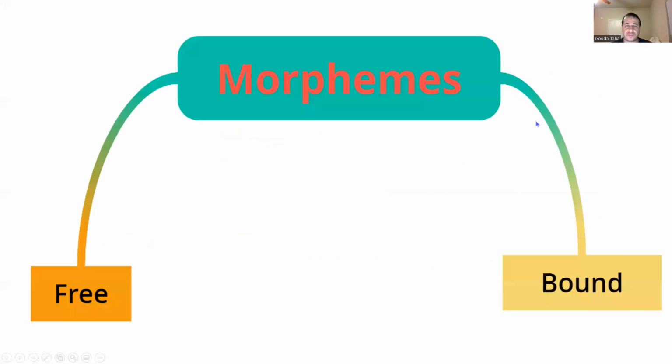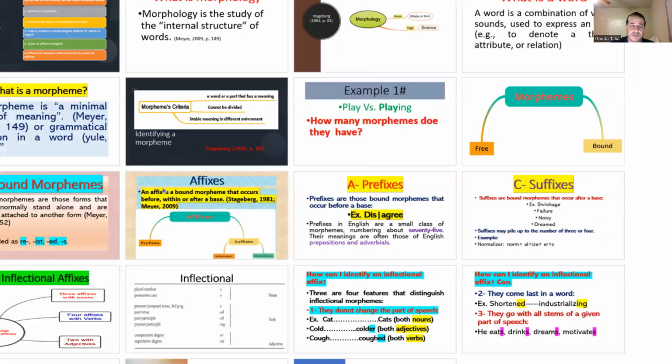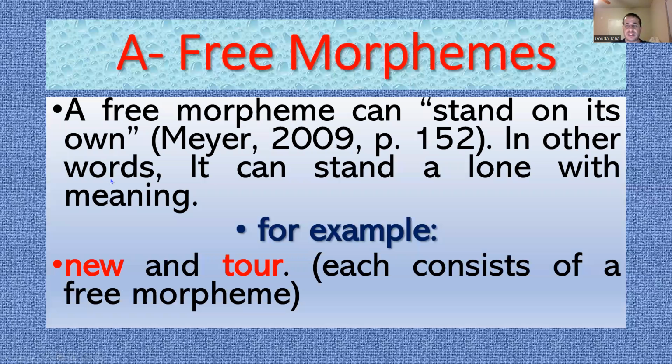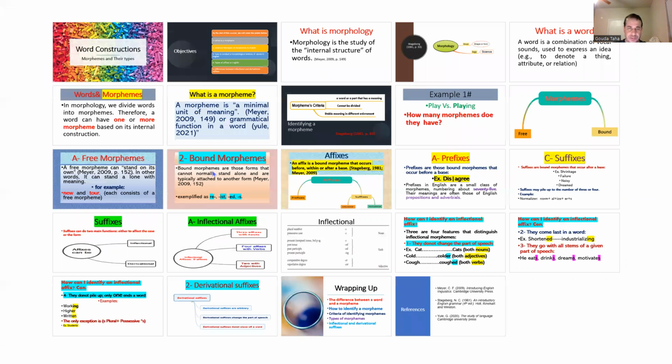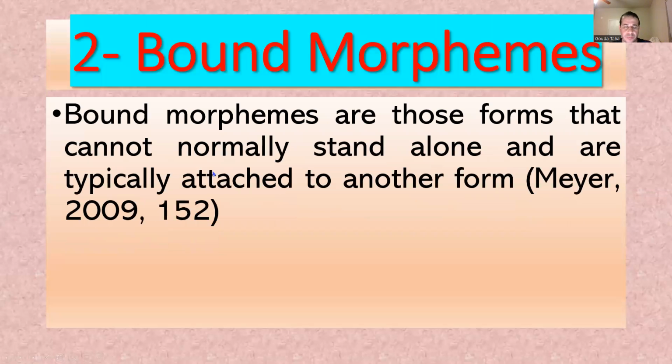So one way of differentiating between morphemes in English is to categorize morphemes into free versus bound. A free morpheme is one that can stand alone with meaning. So for example, we have the word new, we have the word tower, each one of them includes one free morpheme, while the bound morpheme is quite different from the free morpheme in that it has a meaning, but it cannot stand alone. Therefore, it must be attached to, or added to, another free morpheme to become a part of the word.